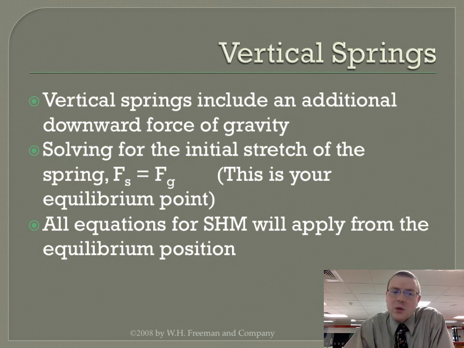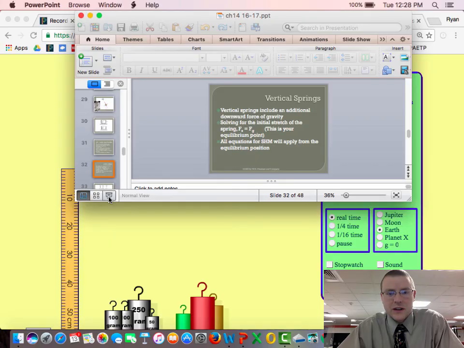So the very first thing you might want to figure out is what is the K value of your spring. And solving for that K value is really pretty easy. You want to hang the mass and get to your equilibrium point. So let's show how that's done.